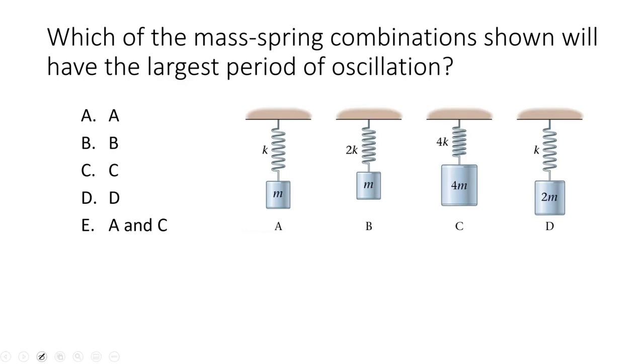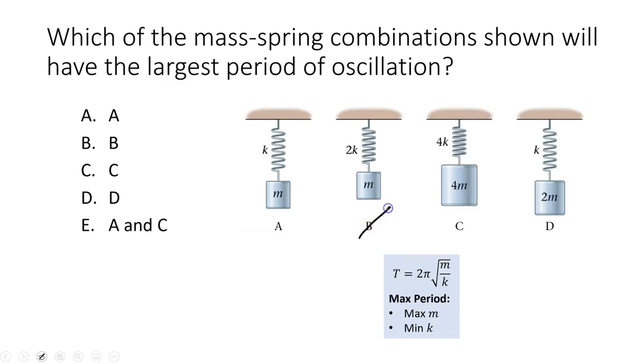Which of these mass spring combinations will have the largest period of oscillation? Okay, so the key to this one is just remembering that period is equal to 2 pi times the square root of m divided by k. And so what that means is, if you want the biggest period, you want the biggest factor of m divided by k. And so here we see that in case A, we just get m divided by k. In case B, we get m divided by 2k, so that's smaller than A.